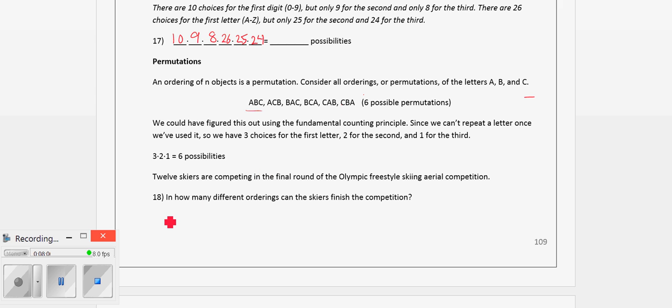Let's say you had 12 skiers competing in the Olympics. And how many different ways can these skiers finish the competition? Well, once one of them takes first place, okay, all 12 of them could have taken first place, but once one of them does, there's only 11 left to take second place, 10 left to take third place, and so on. A quicker way to write that is 12 factorial. Okay, and then of course you need to calculate that out. That would tell you how many different ways or in how many different orderings those skiers could finish that race.